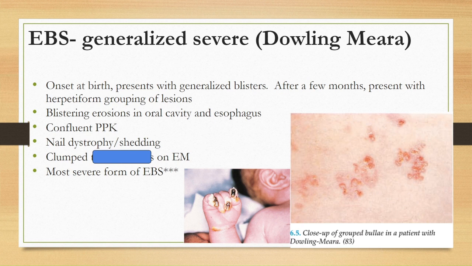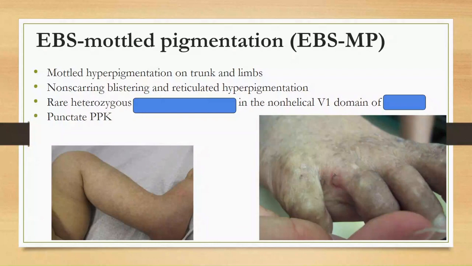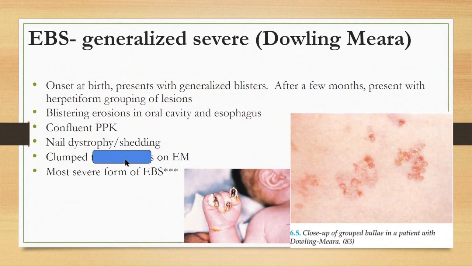You have a confluent PPK, so the palmar and acral aspects are often significantly involved. Nail dystrophy is prominent in this one in terms of the EBSs. This is the most severe form of EBS, and do note that this box here is supposed to show that there's clumped tonofilaments on electron microscopy.